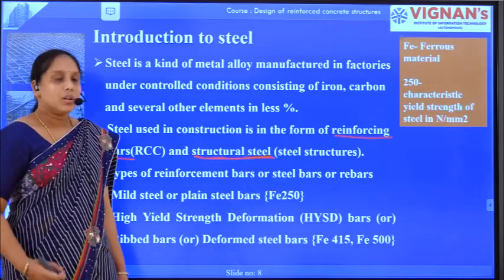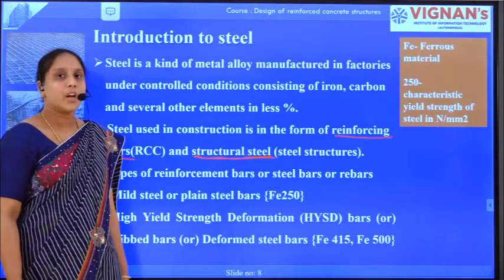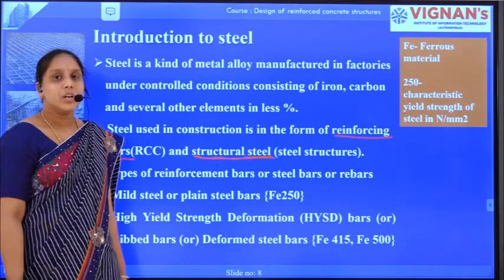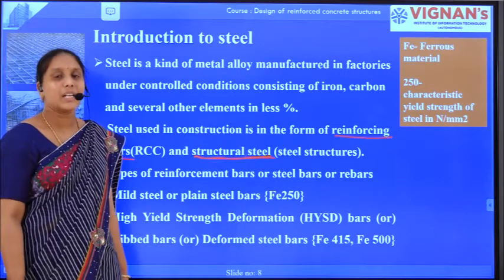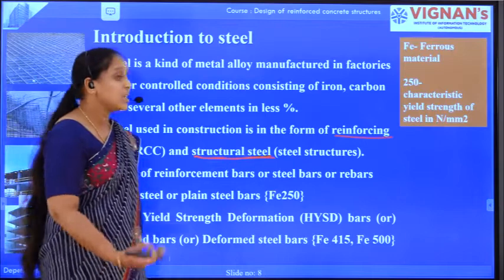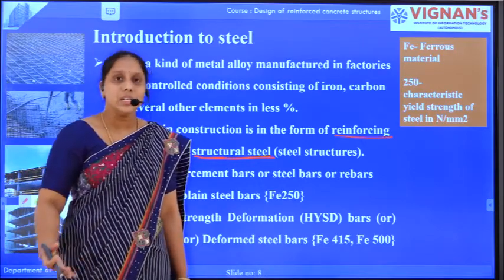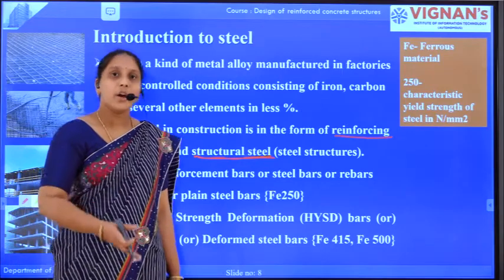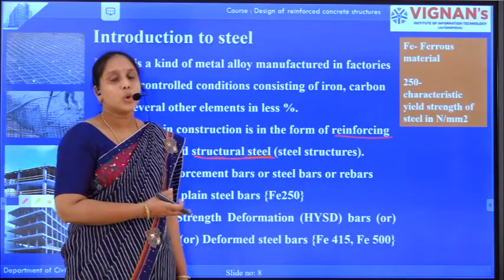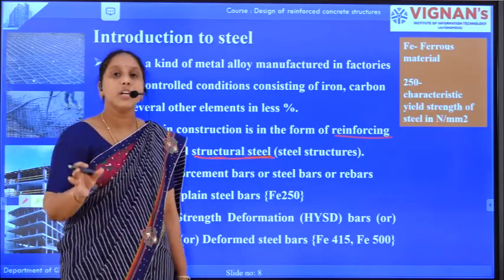Reinforcing bars, in the sense, in concrete, that is, in RCC, we are going to use the reinforcement bars. We have concrete structures as well as steel structures. In the concrete structures we are going to use the reinforcing bars, and the steel structures are purely made of steel.